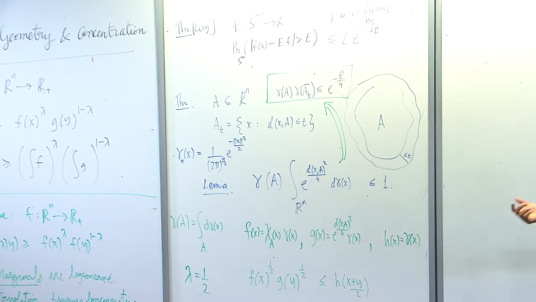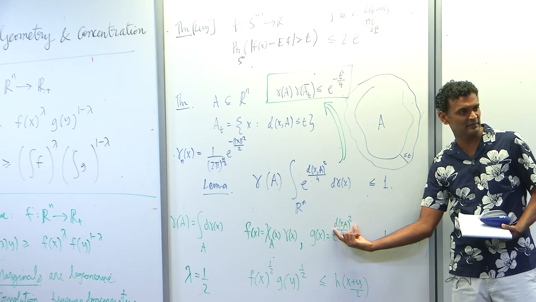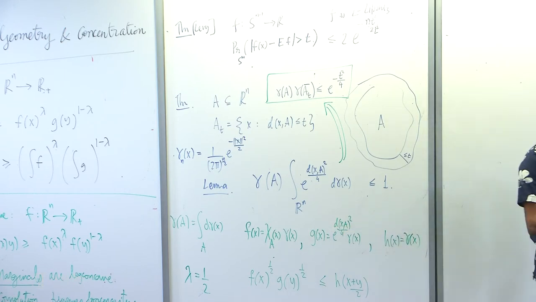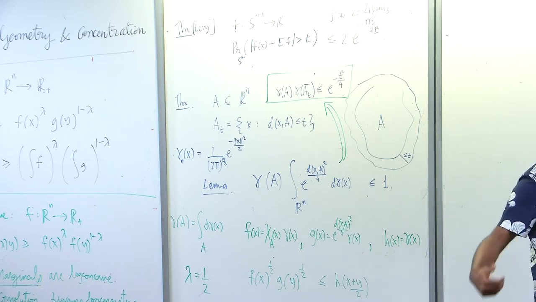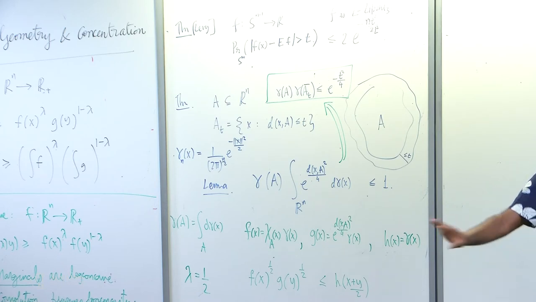What did we use here? We used only this bound on this distance. If your function is L Lipschitz, then your distance is going to be at most the function value divided by L. So the distance square will be function value square divided by L square. That's it. You get the whole conclusion.